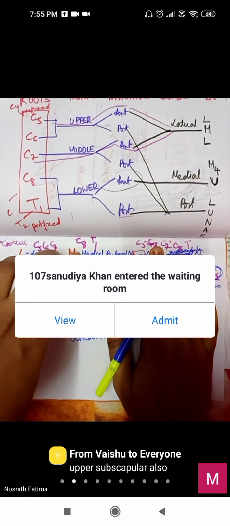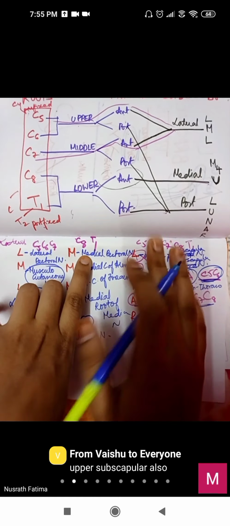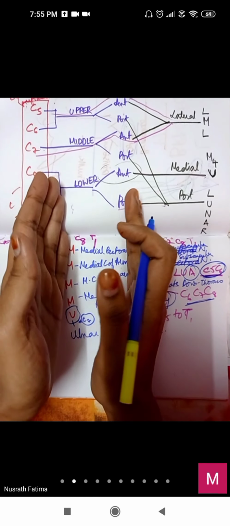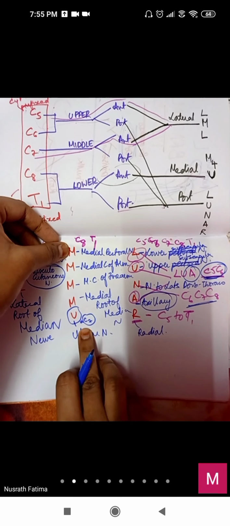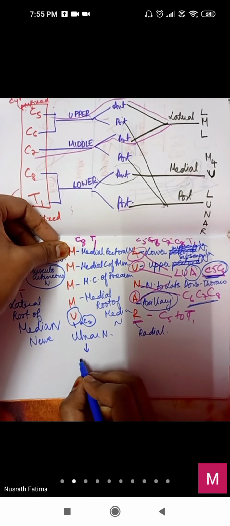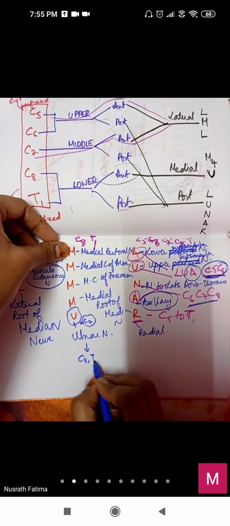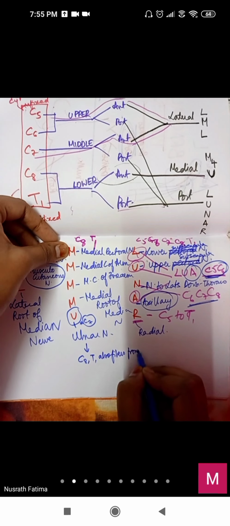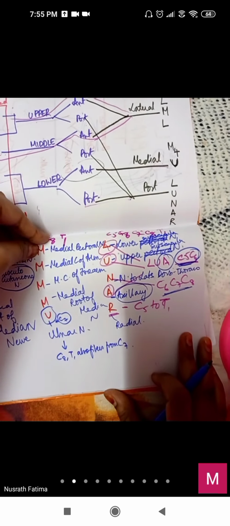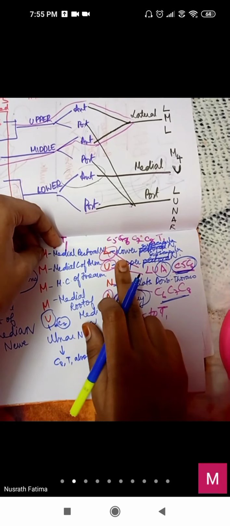See, it is conventionally C8 and T1 of the medial cord. Along with this, it will also receive some fibers from C7. So what root value will you write? You will write first C8, T1, also fibers from C7. Okay, this is the root value of ulnar nerve. Okay, I'm sorry for this mistake. It is subscapular.